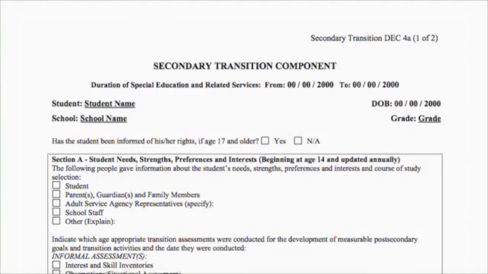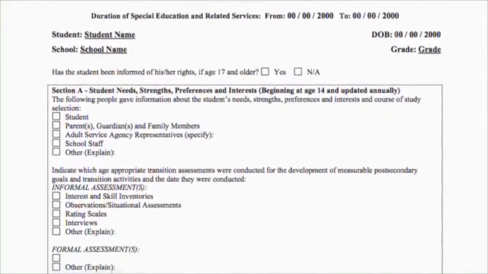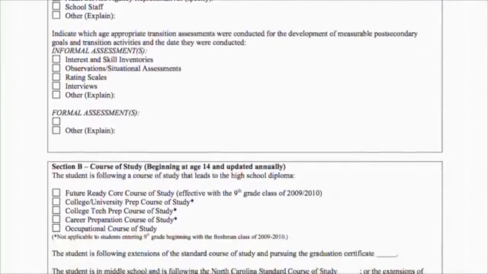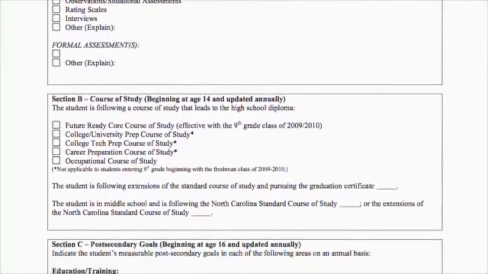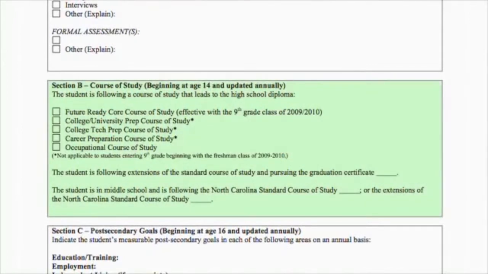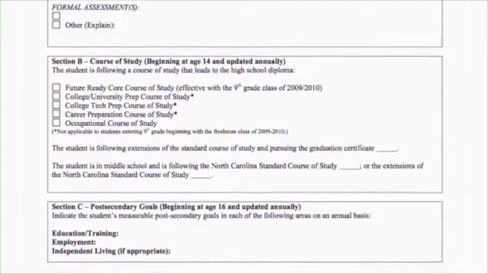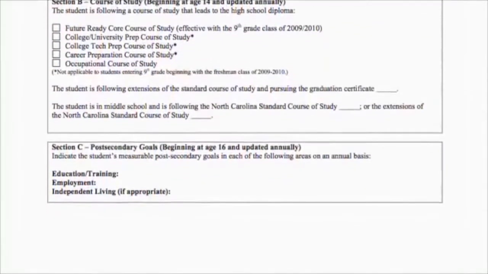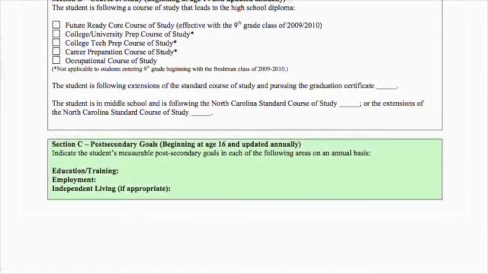If your child is 14 or older, or will turn 14 during the 12 months of the IEP, the team will discuss transition to adulthood issues. This will include selecting a course of study for your child. Once your child turns 16, the team must add post-secondary goals and services to the IEP, including areas such as continued education, employment, and independent living as needed.